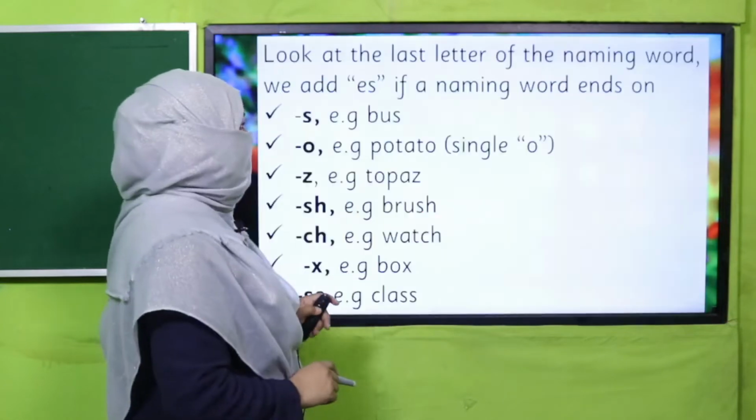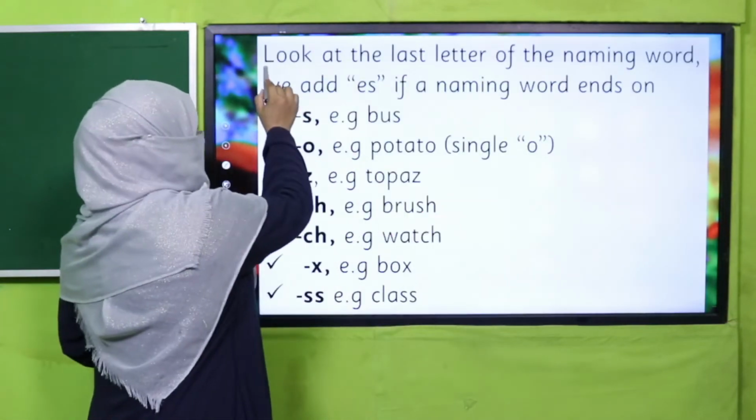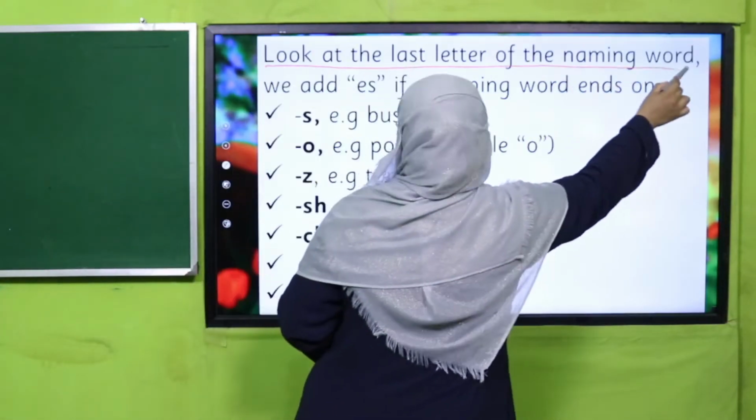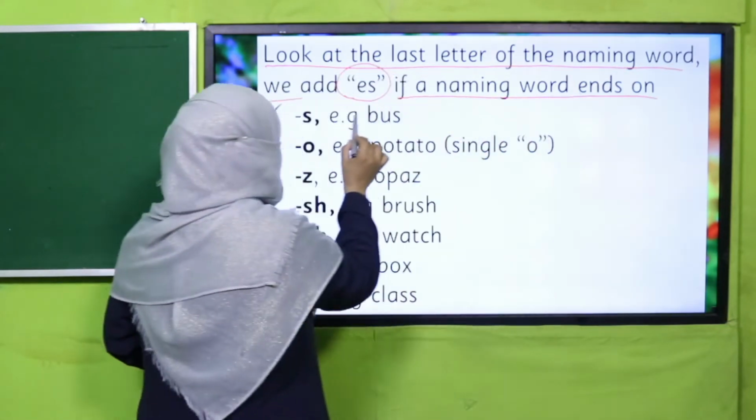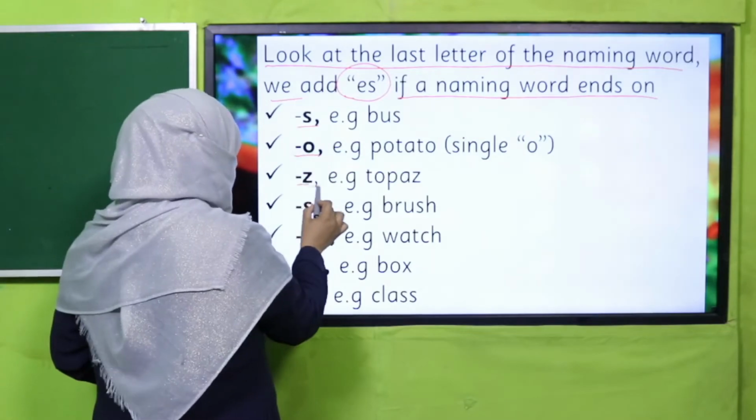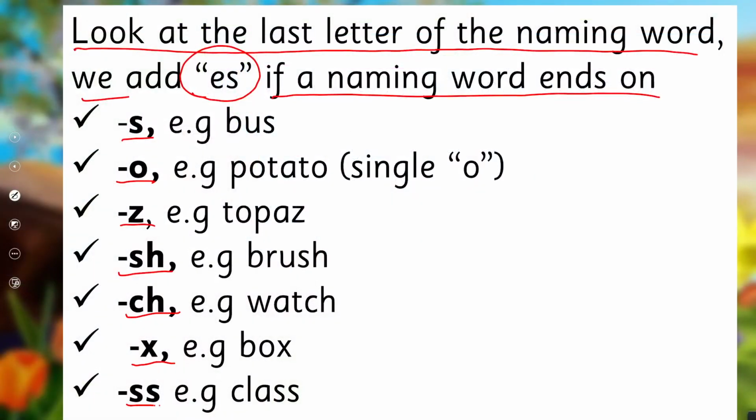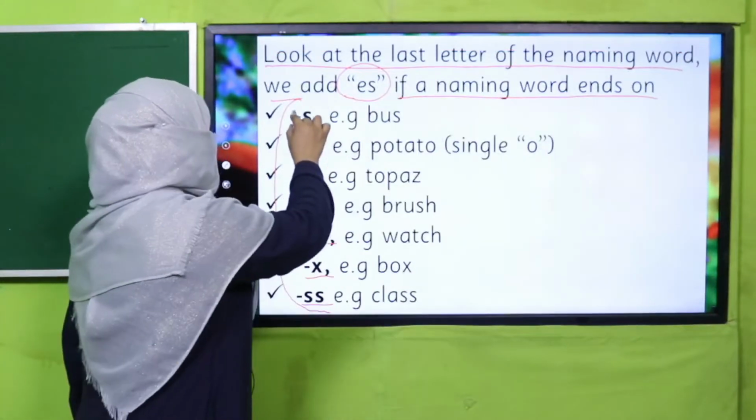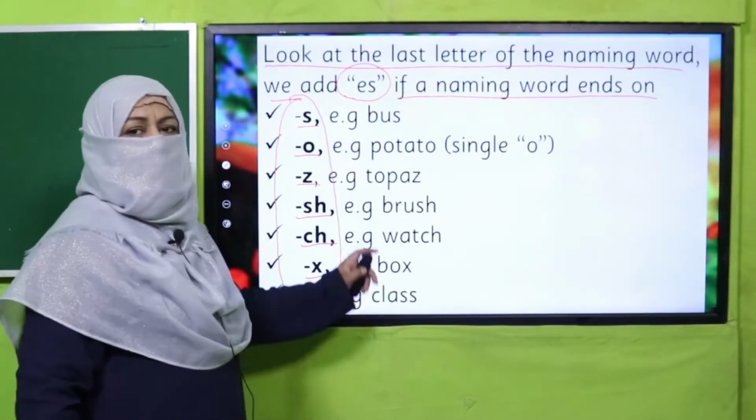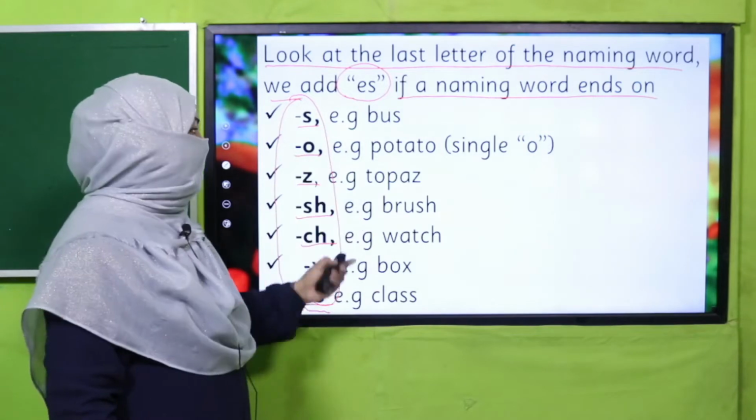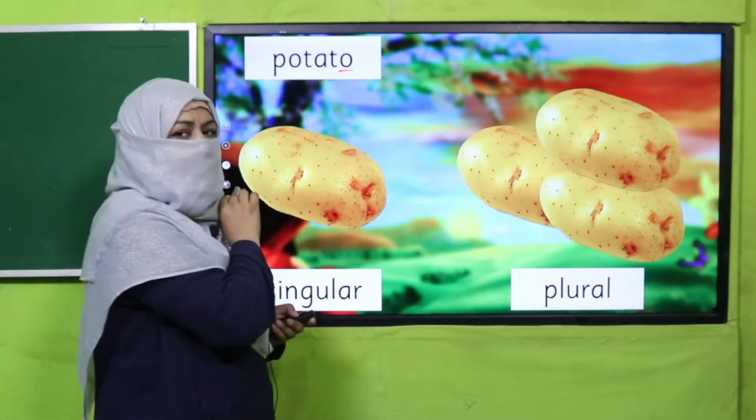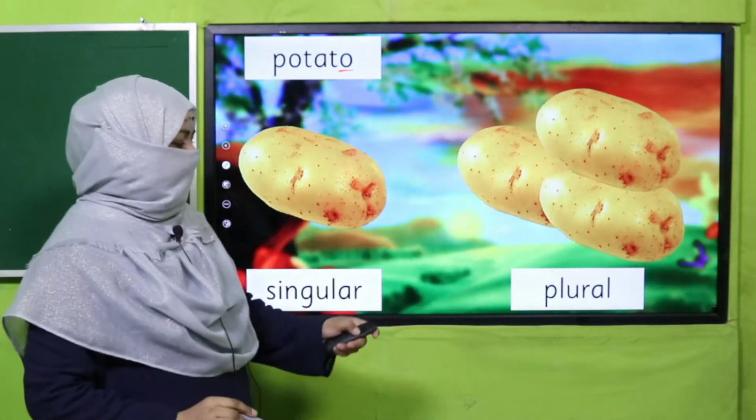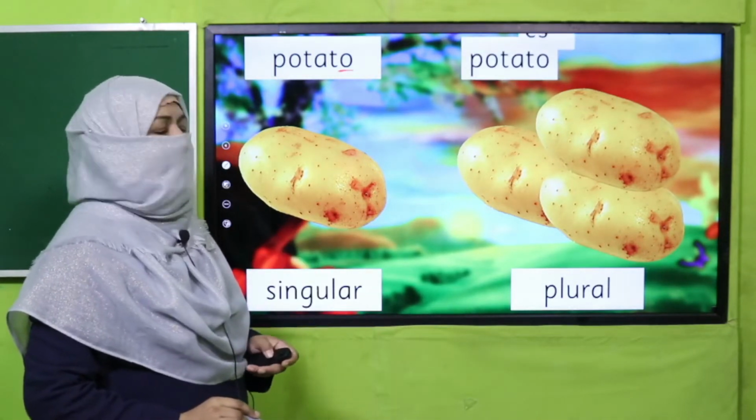Okay, next we have to look at the last letter of the naming word, and we add es to the naming words if they end in s, o, z, sh, ch, x or ss. If the noun ends in any of these, what do we do? Instead of s, we add es. For example, potato, because its last letter is o, and if there are more than one, to make it plural we add es: potatoes.